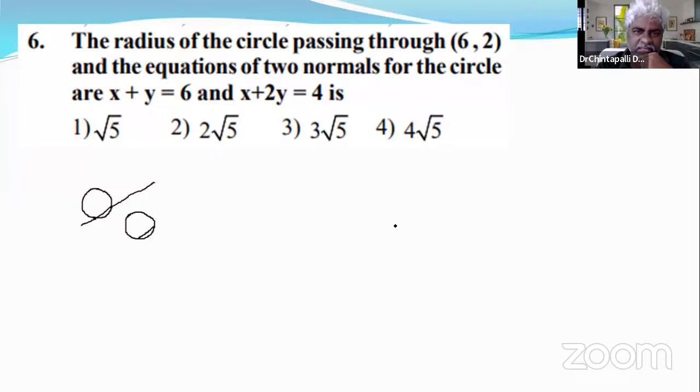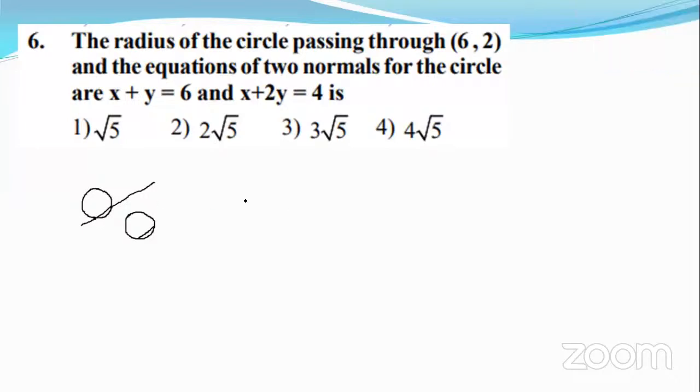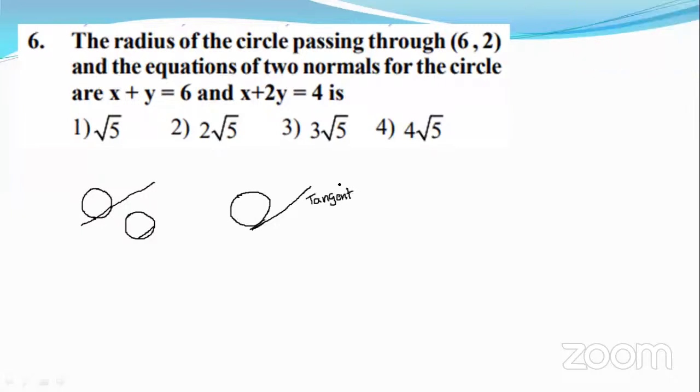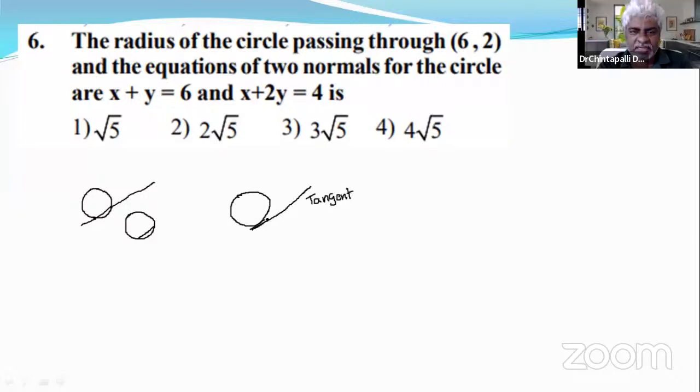In the same way, if you take a circle, a secant line meets the circle at 2 points. On the other hand, if a line meets a circle at only 1 point, that line is called a tangent. Tangent touches the circle at 1 point, so there is only one common point between tangent and circle.